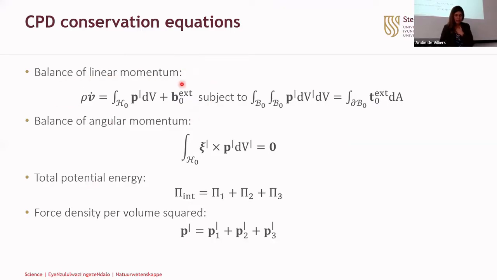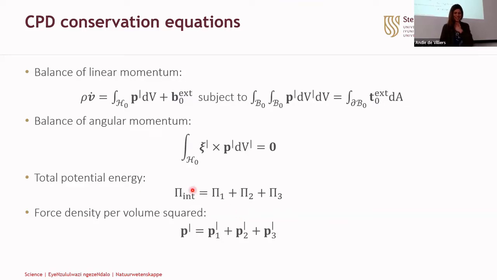But you can see that when you go through all the maths, you get something that looks very similar to the classical momentum conservation equation in classical continuum mechanics, but again with this non-local interaction force, and it's subject to something that's reminiscent of a traction boundary condition. Also, I show the balance of angular momentum that should be fulfilled.